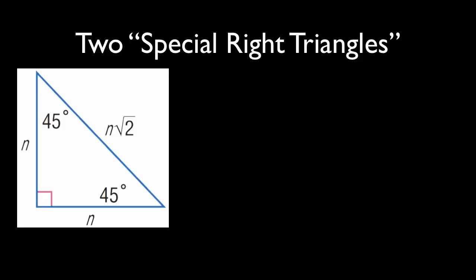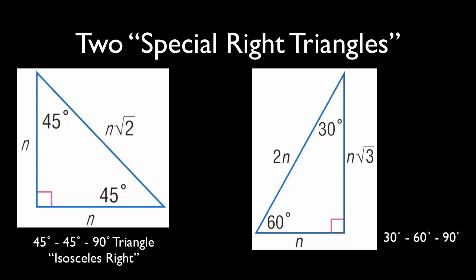One is called the 45-45-90, also called the isosceles right triangle. And the second is the 30-60-90 triangle. Now these are special right triangles because their side lengths fall into certain ratios. Let's first take a look at the 45-45-90 triangle.